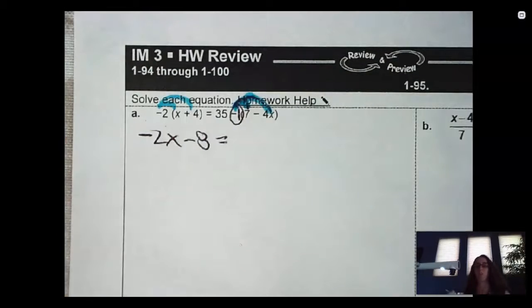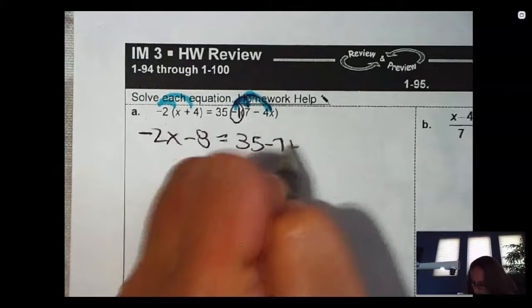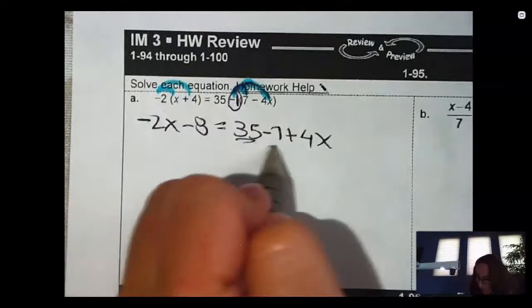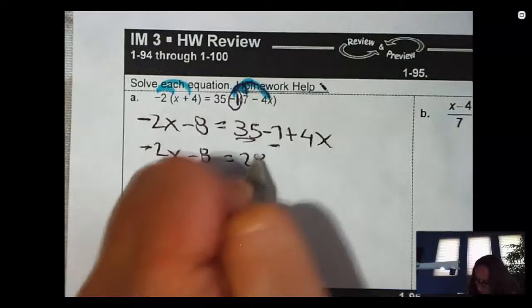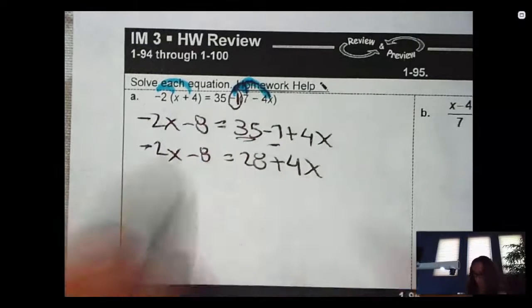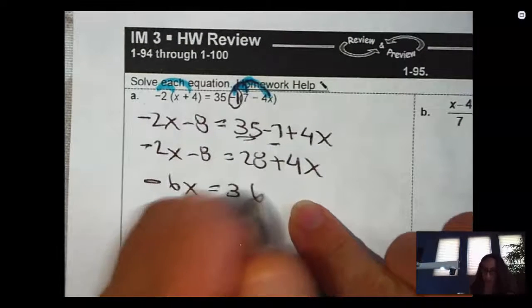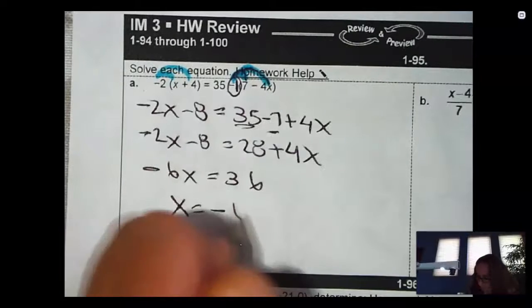But you're giving the negative 1, or you're giving the negative and making it opposite. So it's 35 minus 7 plus 4x. These are the same. Negative 2x minus 8 equals 28 plus 4x. I'm going to move this to the left. I'm going to move this to the right. Now again, I go quickly. I could have made a mistake. Divide, x equals negative 6.